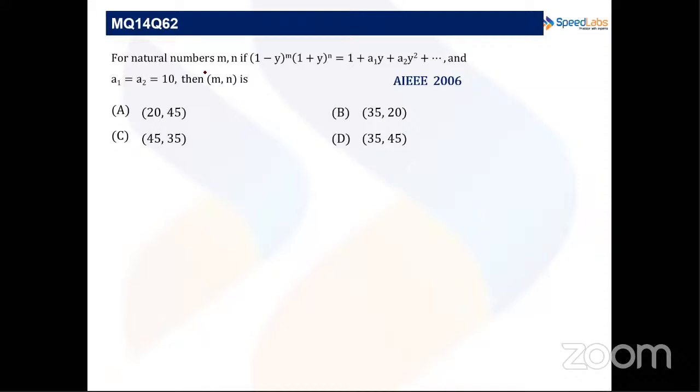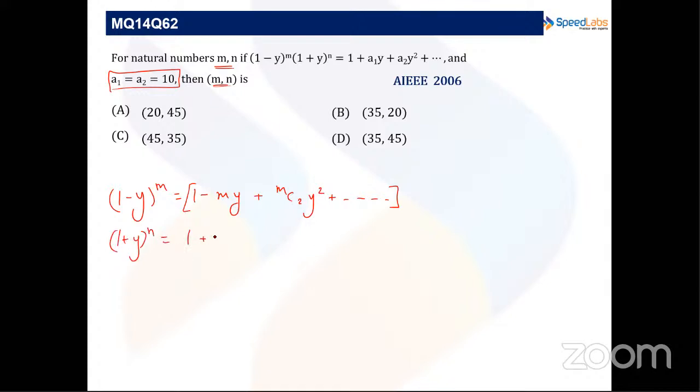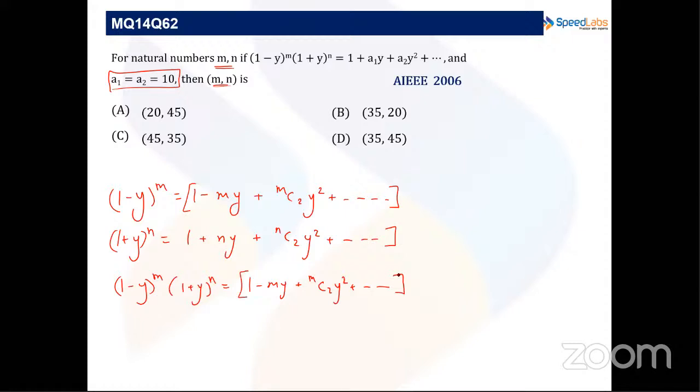We are given for natural numbers m and n, if 1 minus y to the power m and 1 plus y to the power n is equal to 1 plus a1y plus a2y square and so on, and a1 and a2 are given. Then we have to find the ordered pair m comma n. So 1 minus y to the power m will be 1 minus my plus mc2y square plus so on, and 1 plus y to the power n will be 1 plus ny plus nc2y square plus so on. If we are multiplying 1 minus y to the power m with 1 plus y to the power n, then we have 1 minus my plus mc2y square and 1 plus ny plus nc2y square and the other terms.